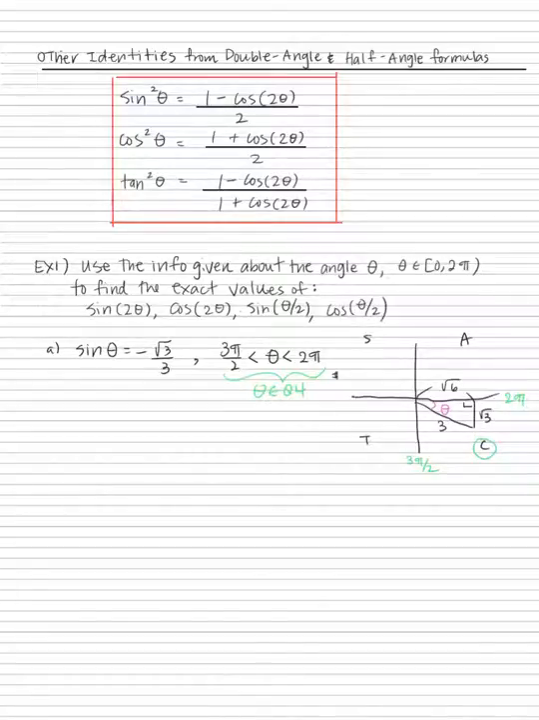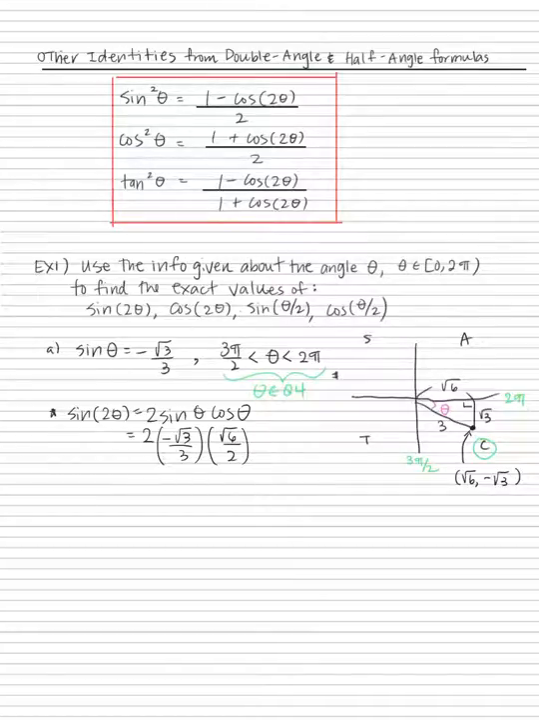So let's first go with sine of 2 theta. The formula is 2 sine cosine. So this is going to be 2 times, now sine of theta is given to us by negative root 3 over 3. Now cosine of theta: cosine is positive in quadrant 4, and cosine is adjacent over hypotenuse, or if you want to think of it in terms of x over r, that's fine. This point is root 6 comma negative root 3. Whichever you want to use is okay, but regardless you should get root 6 over 3.